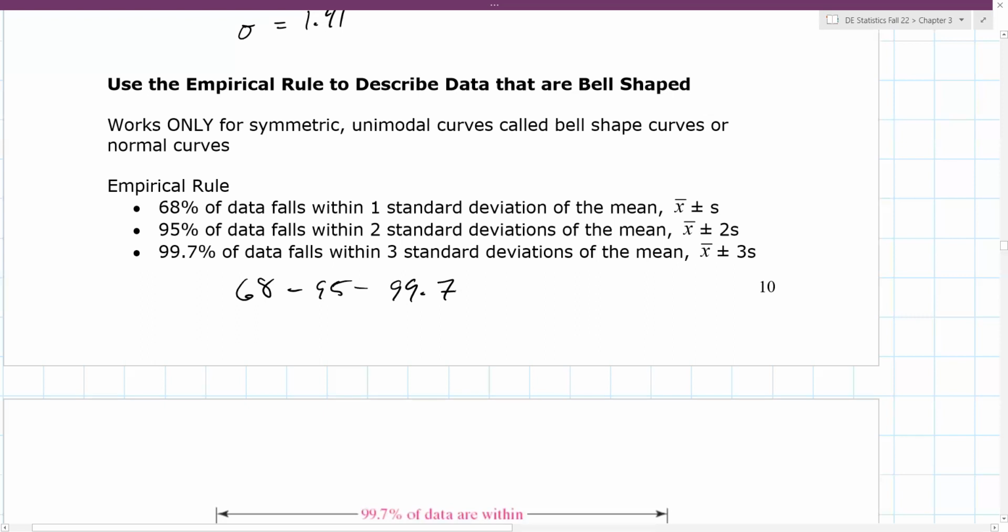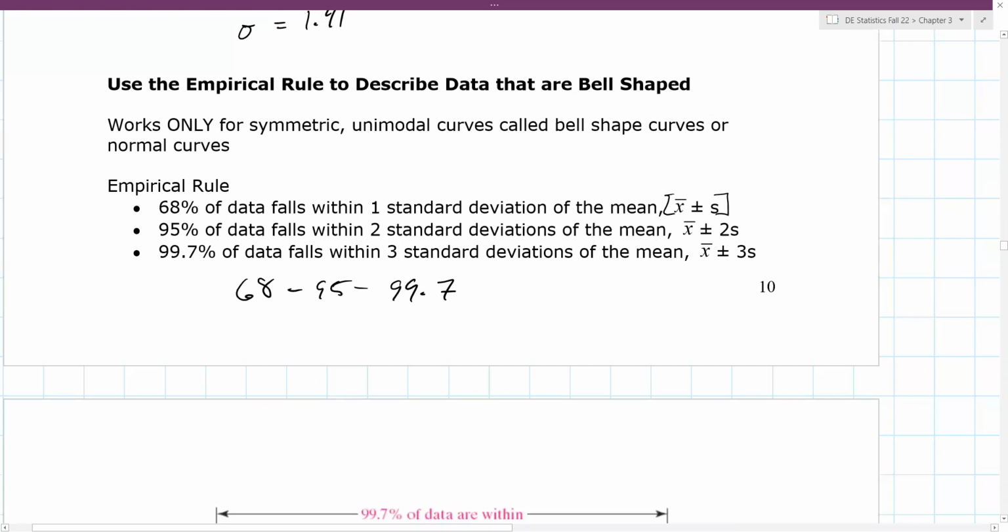And what it's talking about is what percent of the data falls in between a set of standard deviations. So 68% of data will fall within one standard deviation of the mean. So if you start off at the mean and you add and subtract one standard deviation, you get an interval of numbers. If it is a normal distribution, 68% of the data will fall between 1 standard deviation below the mean and 1 standard deviation above the mean. And then 95% of the data will fall within 2, and then 99.7 within 3.